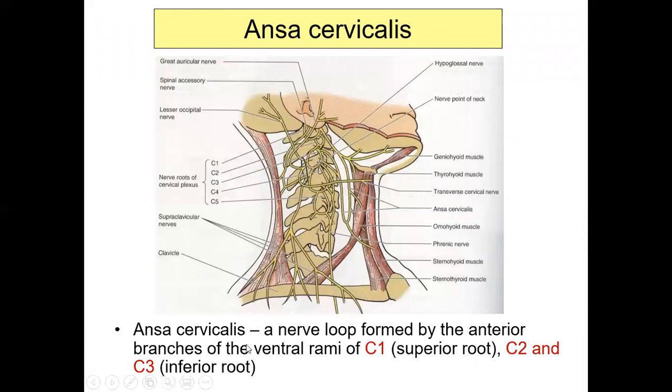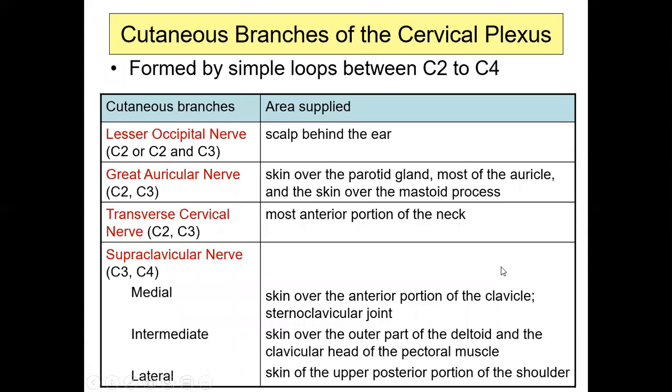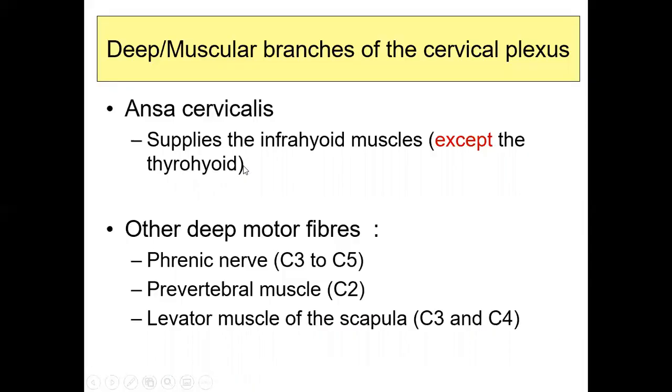So the ansa cervicalis, the same thing that I explained just now, is a nerve loop. We have the superior root and also the inferior root of the ansa cervicalis. The ansa cervicalis supplies the infrahyoid muscles, except the thyrohyoid muscle. That is the deep muscular branches of the cervical plexus.